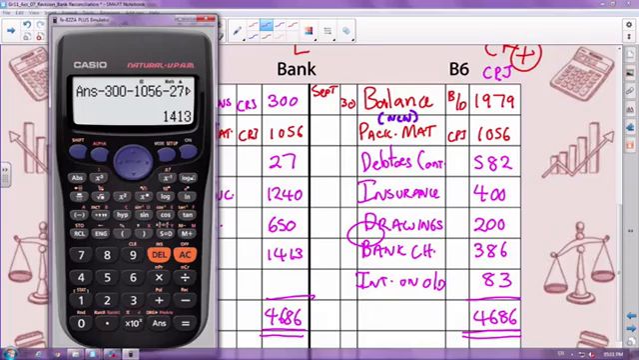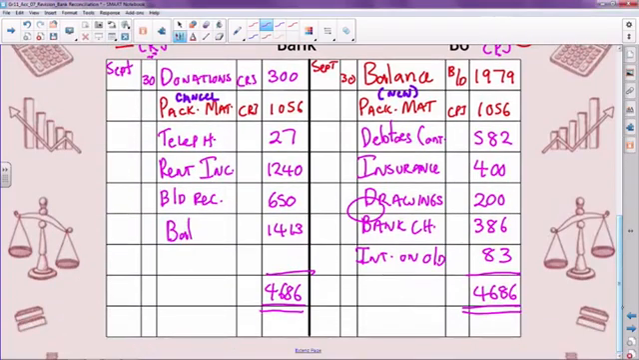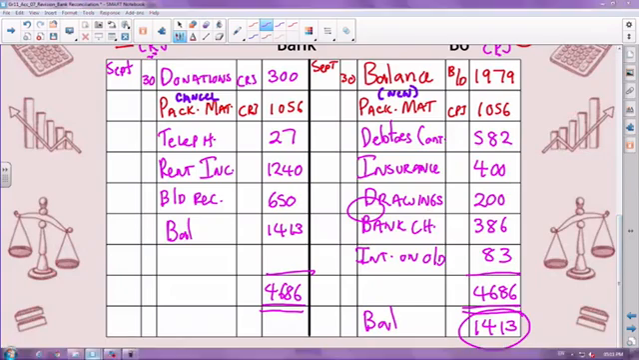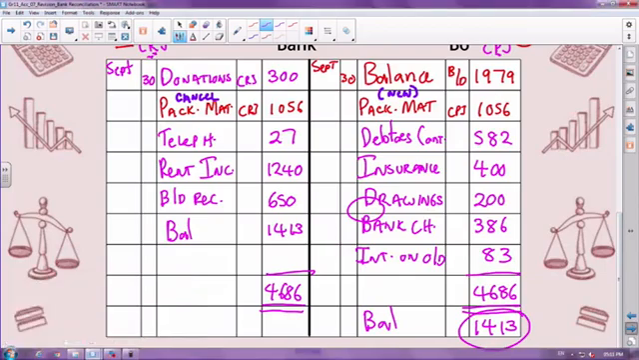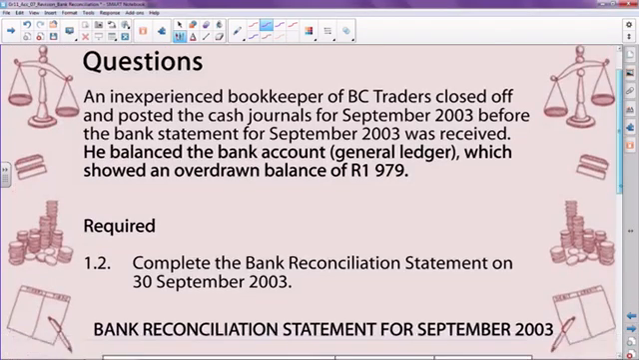Obviously, guys, my new bank balance, 1,413, is what I end up taking to my bank reconciliation statement. So that is my new balance. You guys can fill in the dates. All right, it seems as though we're going to finish the exercise, which is always nice. So let's now go to the second part of the question.